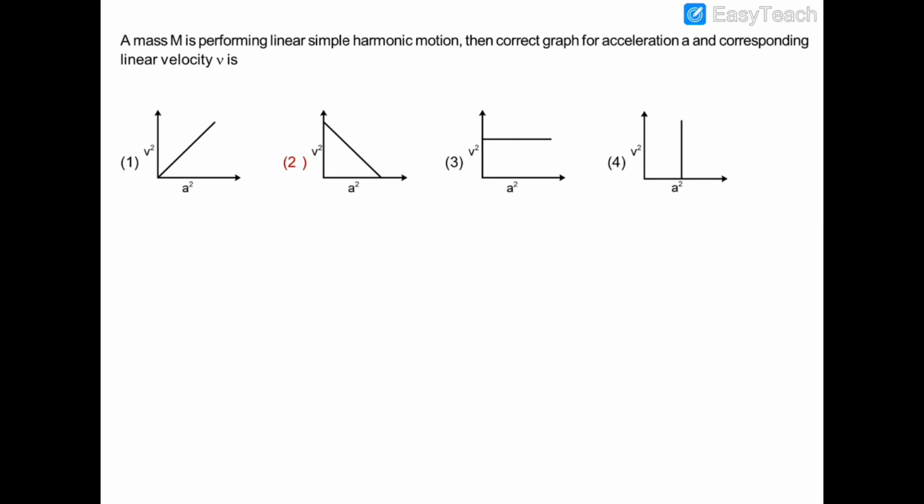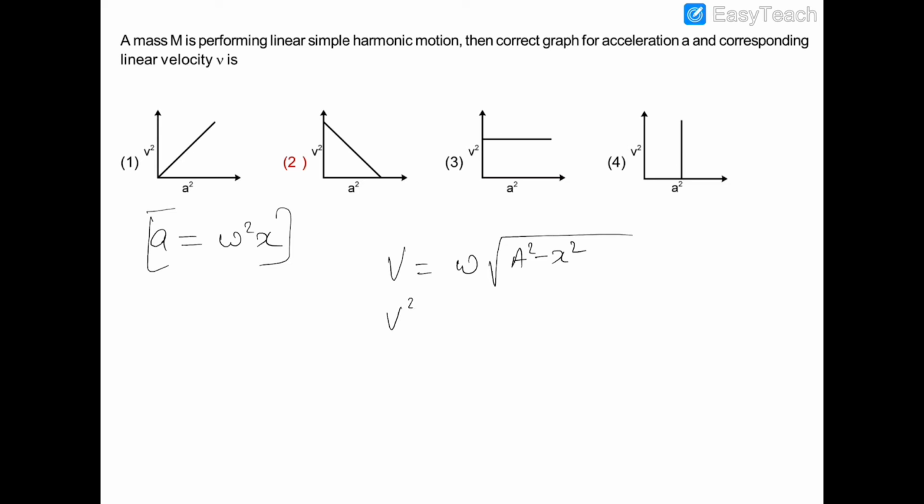In this question, there is a mass m which is performing linear simple harmonic motion. Then we have to find out the correct graph which represents the relation of acceleration and the velocity. Now first of all, we know that the acceleration is equal to omega square x in SHM, and velocity is equal to omega under root a square minus x square.